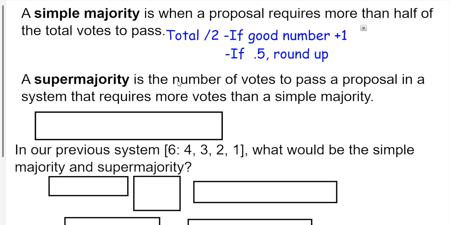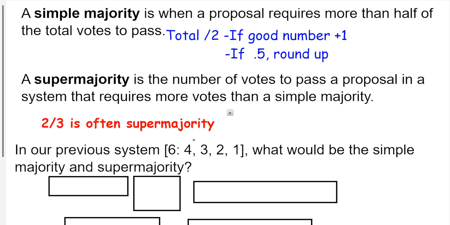Okay. A supermajority is the number of votes needed to pass a proposal in a system that requires more than just 50% plus of the votes. The most common supermajority required is 2/3. So to find 2/3, we do something similar to the top, but instead of dividing by 2, we're going to multiply by 2/3.